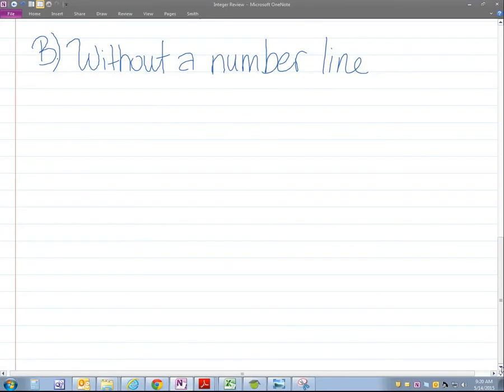So whenever we're adding integers without a number line, there are a couple different ways of doing this. We could simply stack them. So let's say we had, let's see.